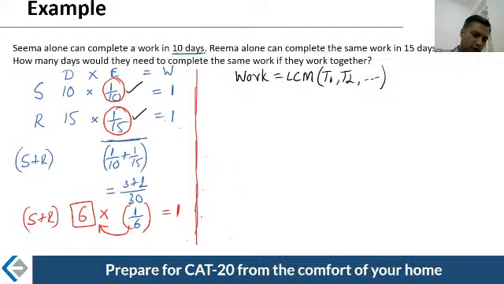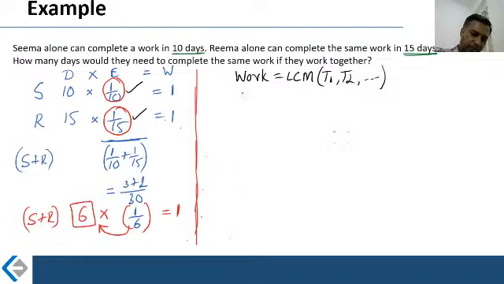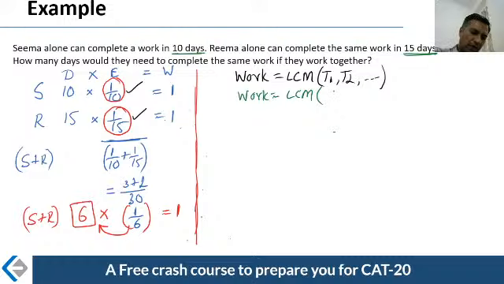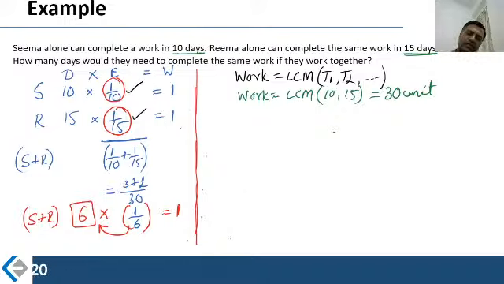10 days is one time duration, so 15 days is another time duration. Therefore, the moment you read this question, you write work is equal to the LCM of 10 comma 15. Is there any other number? There is no other number. So the LCM of these numbers is 30 units. That is the work. Instead of calling it one full unit, you call this work equal to 30 units.